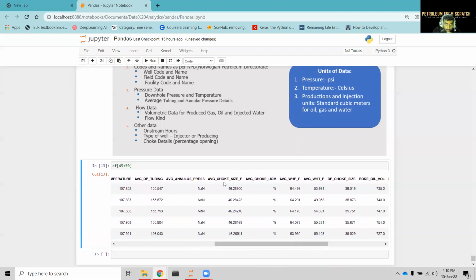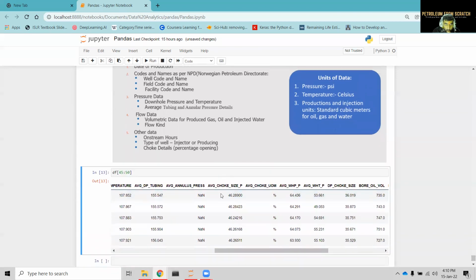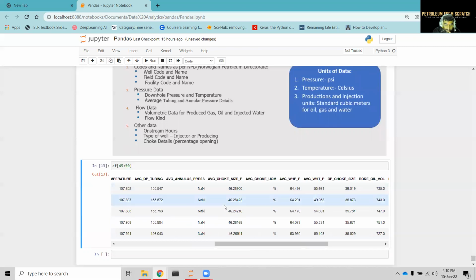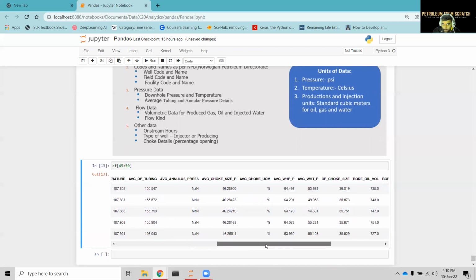Average choke size, how much your choke has been opened, is 46%. Here you can see average choke UOM is nothing but percentage signs throughout your data frame. So 46.28% of the total opening for a certain choke, 46% of the choke was opened on the certain day for the given well.